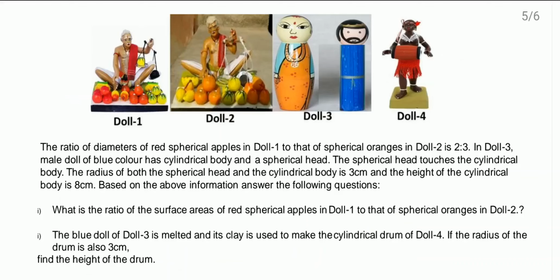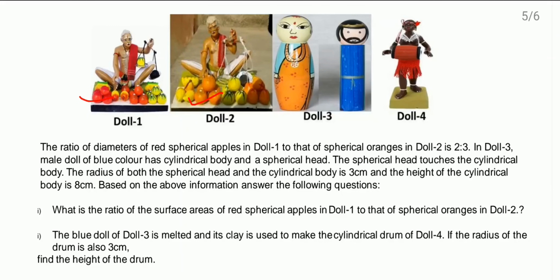The ratio of diameters of red spherical apples in doll 1. Look at this one. In doll 1, the spherical apples are there, to that of spherical oranges in doll 2. Spherical oranges are there in doll 2. Is 2:3. So the ratio of the diameters is given as 2:3.